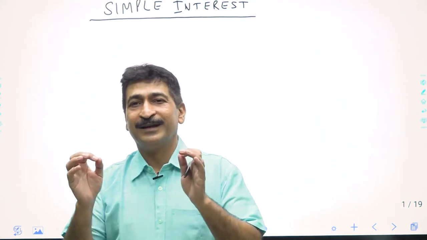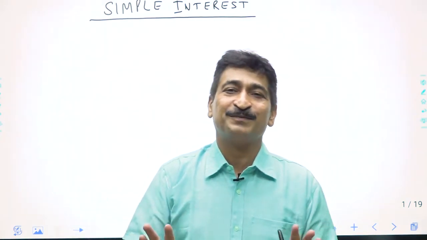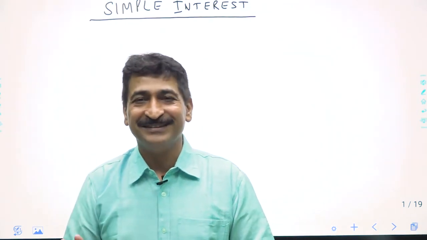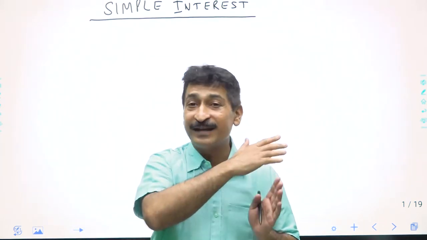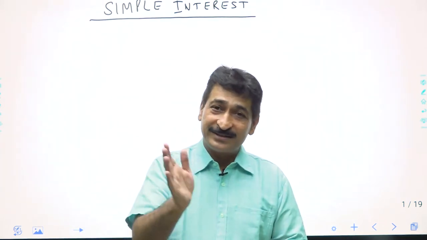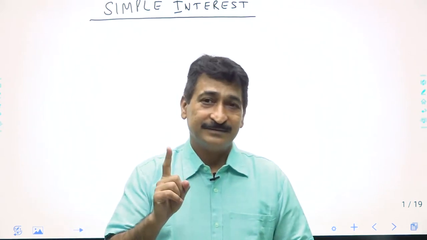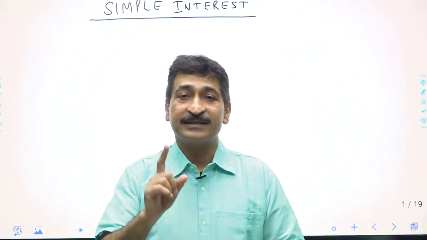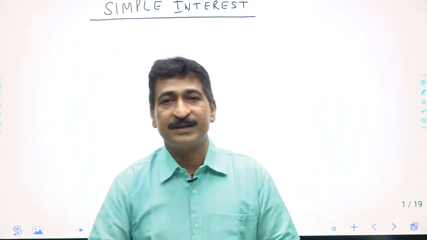वो एक डायलॉग है ना, एक बार जो मैंने कमिटमेंट कर दिया तो फिर मैं अपने आप की भी नहीं सुनता. So once interest is calculated, it is calculated once and for all for the entire period. So interest remains the same every year. Now, why is it the same every year? Because it is calculated on principle. That is why it is the same every year.